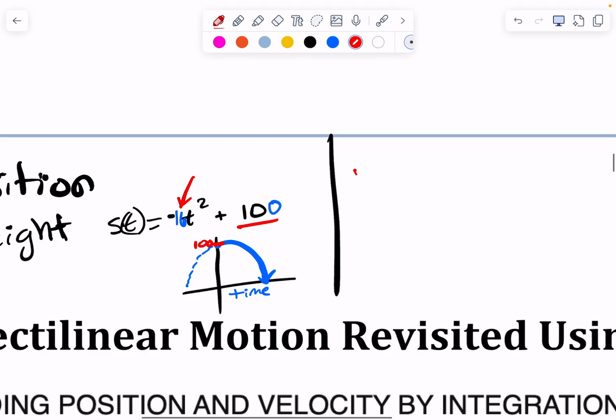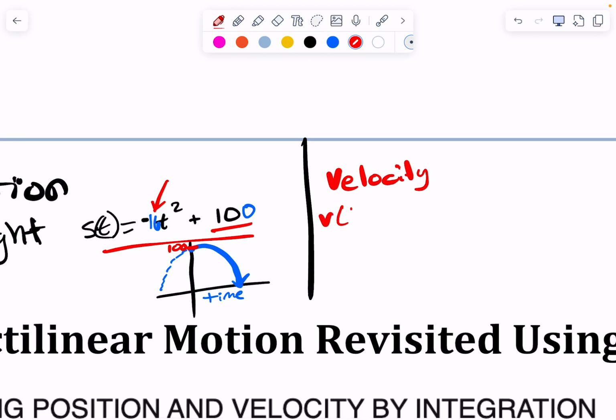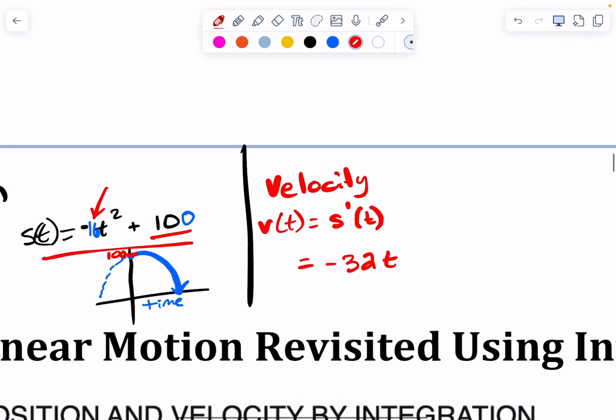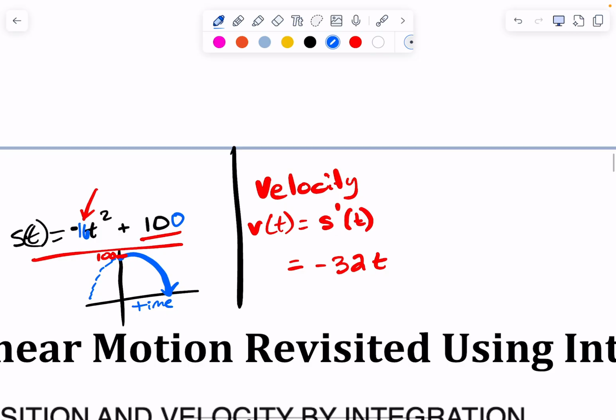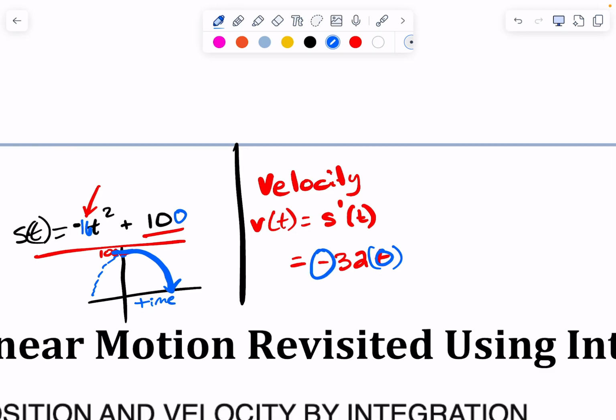Then, if I want to know the velocity at a given time, I take this function and do the derivative. So v of t is going to be the derivative of the position function, s prime of t, which would be negative 32 t. The 100 drops off. So I could find out what my velocity is. At 0 seconds, when I'm first being dropped from this height, negative velocity means you're falling.